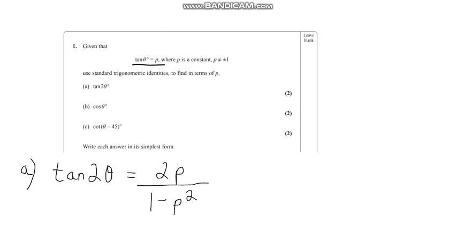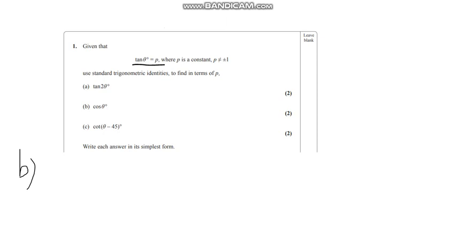If you're wondering how did we get P square, basically I show you that we got tan square theta below, and we know tan theta is P, so this will be P square.